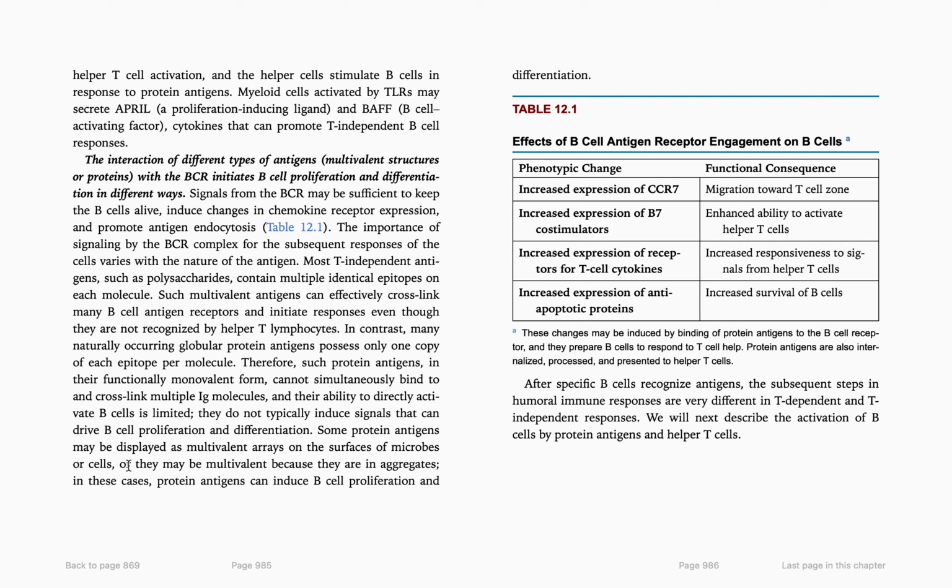Some protein antigens may be displayed as multivalent arrays on the surface of microbes or cells, or they may be multivalent because they are in aggregates, and in these cases, protein antigen can induce B cell proliferation and differentiation. So, of note here, we repeat again, very important: the interaction of different types of antigen, multivalent structures or proteins, with the B cell receptor initiates B cell proliferation and differentiation in different ways.